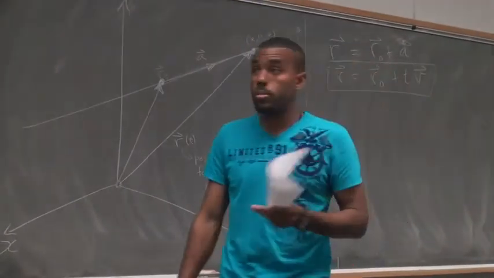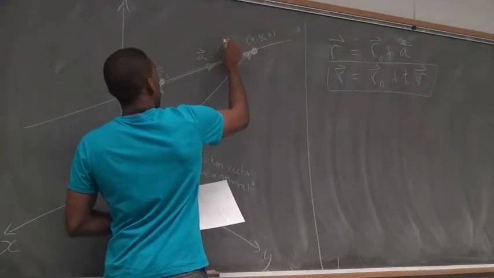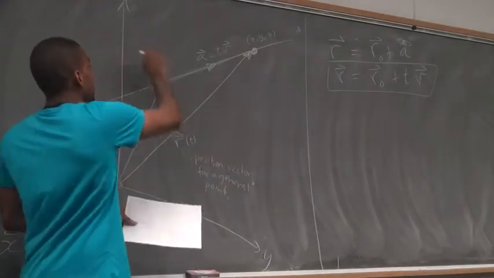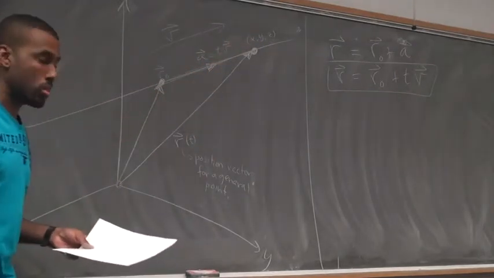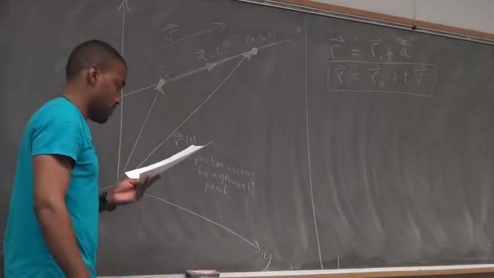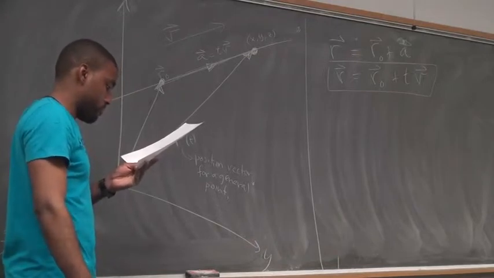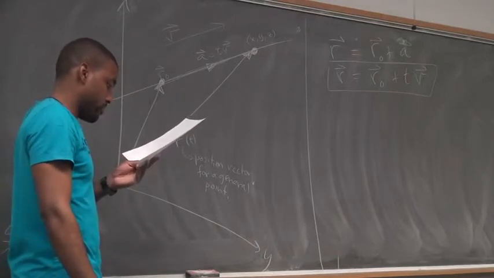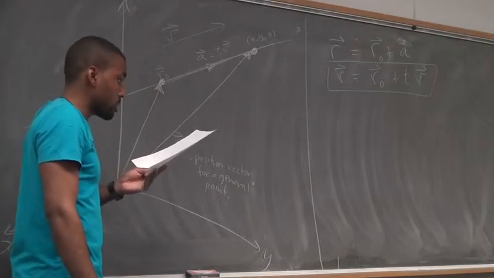Where's V in that? A is just parallel to the vector V. V is just a vector in that general direction. Okay, so I can actually rewrite this, I think.